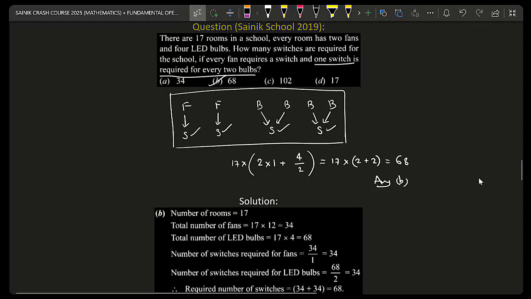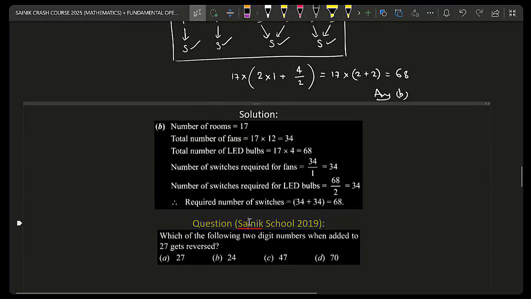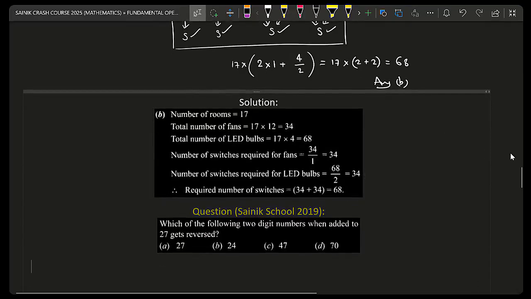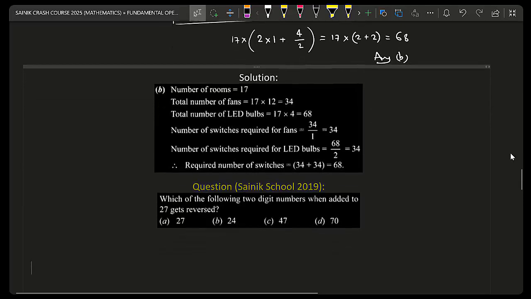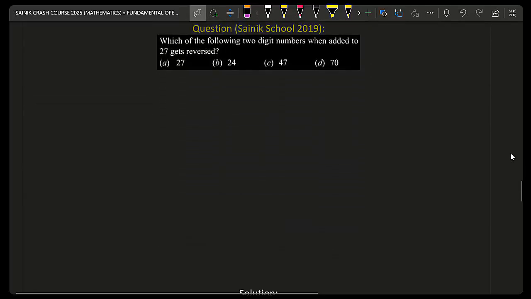Okay, next question. Try the next question, all of you. This question came in the 2019 exam. Which of the following two-digit numbers, when added to 27, gets reversed?